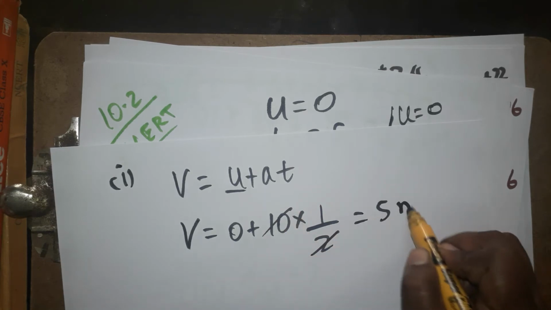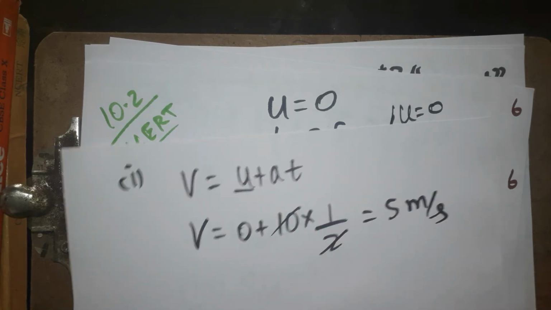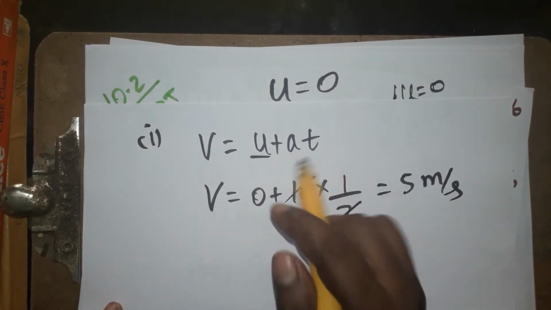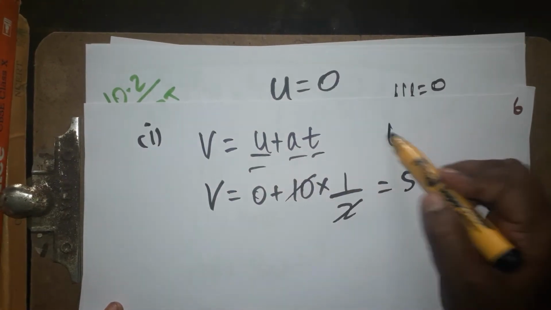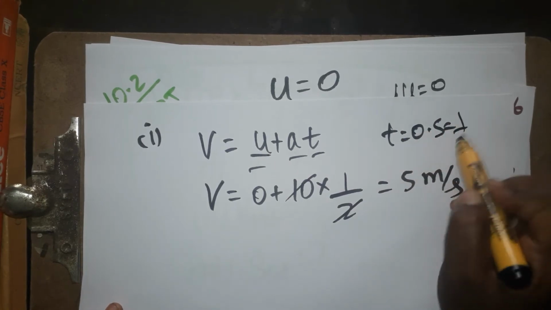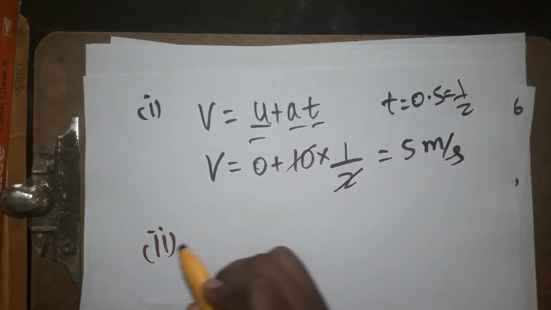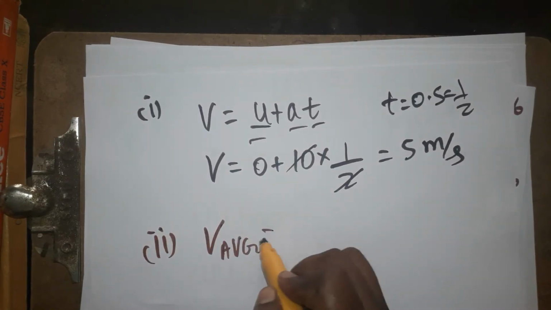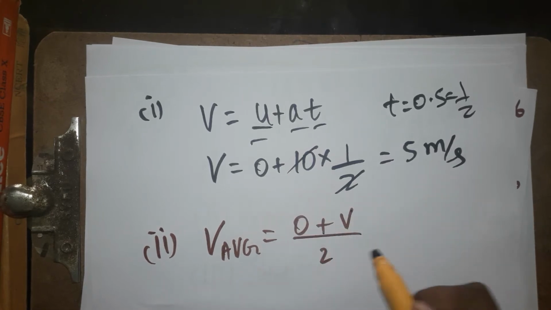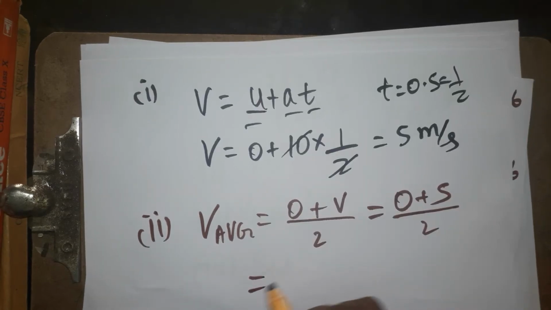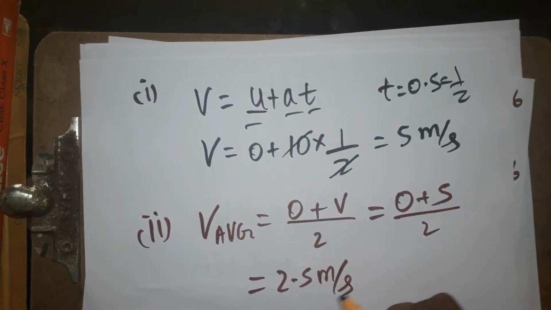I am getting 5 meter per second, because 10 by 2 is 5, v is equal to u plus at, u is 0, a is 10, t is half, 0.5. You can write 0.5 as a half also. First answer I get 5 meter per second. Second question, what is the second question? Average velocity, initial velocity plus final velocity divided by 2. What is initial? 0. What is final? 5. What is divided by 2? I will get 2.5 meter per second. It's the average velocity.